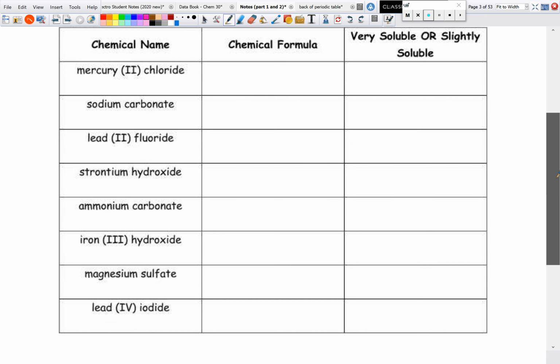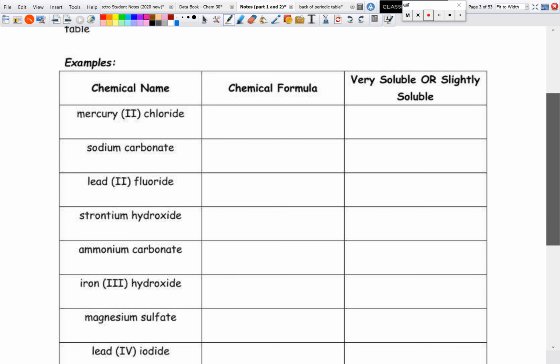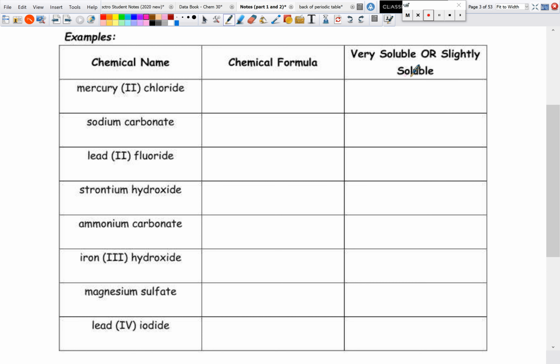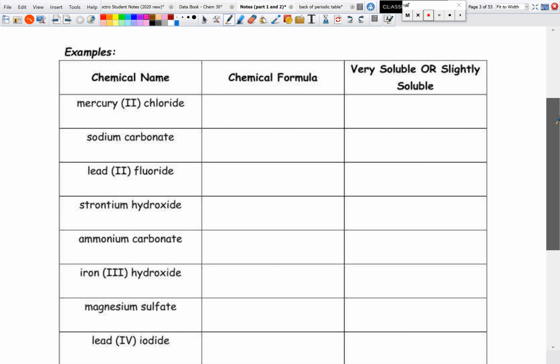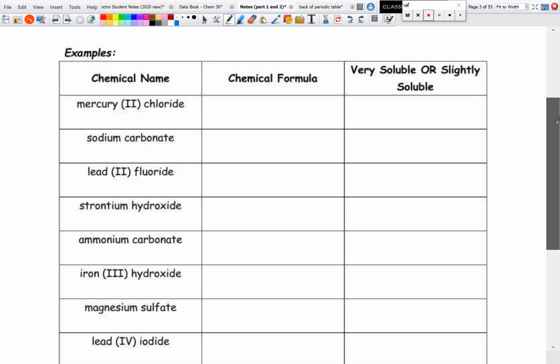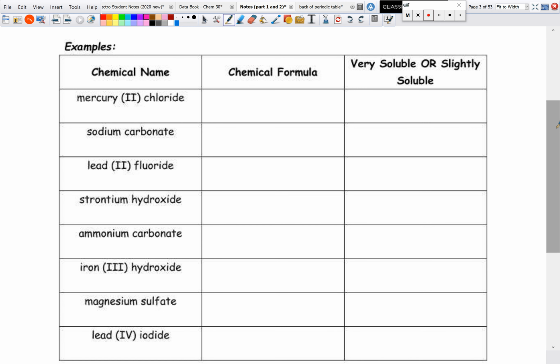All right, so what we have right here is basically just some examples of chemical formulas, and we figure out if they're slightly soluble or insoluble. I'm going to go through the first 2 or 3 with you, and if you feel like you've got enough and you want to pause the video and go through the rest, please do that as well. So of course, first of all, mercury 2 chloride.